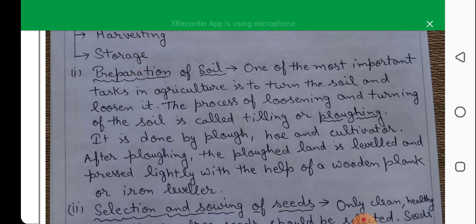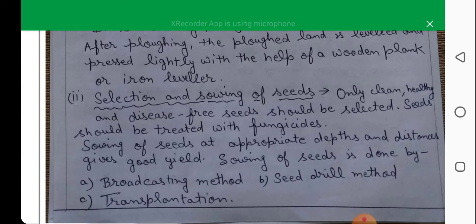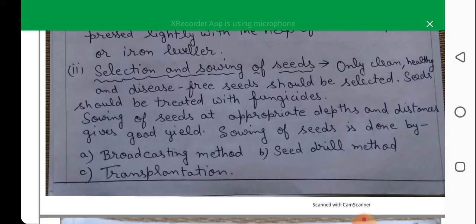The most important task in agriculture is to turn the soil and loosen it. The process of loosening and turning of the soil is called tilling or plowing. It is done by the plow, hoe or cultivator. After plowing, the plowed land is leveled and pressed lightly with the help of a wooden plank or an iron leveler.